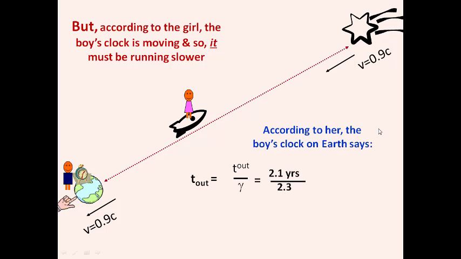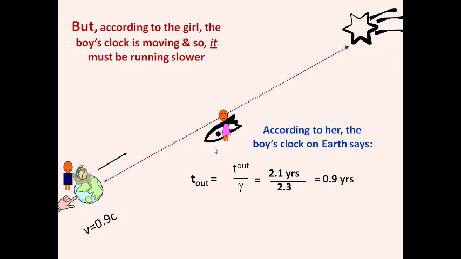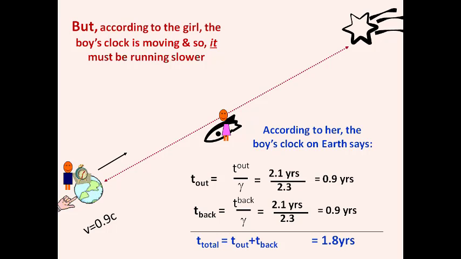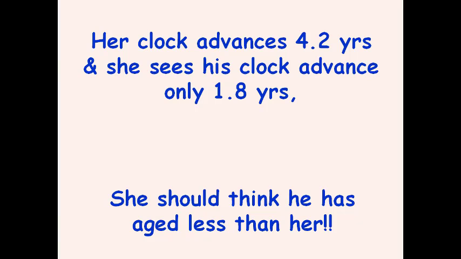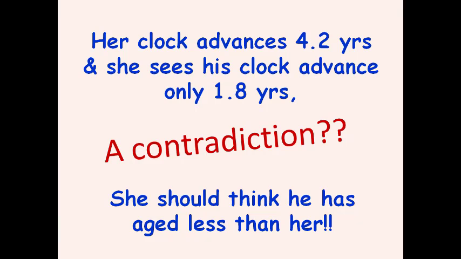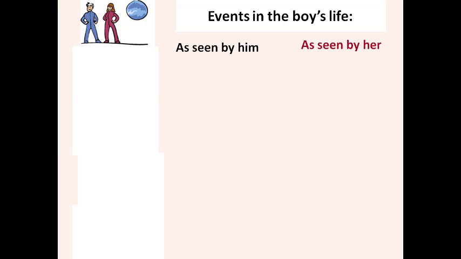Okay, according to this calculation, what she observes is totally different with respect to the boy's clock on Earth. According to her, the boy's clock on Earth says that within 1.8 years she has come back. What she noted is that her clock advances 4.2 years, whereas she sees his clock advance only 1.8 years. So she should think he has aged less than her, and that leads to a contradiction. This contradiction happens in the boy's life and the girl's life also.